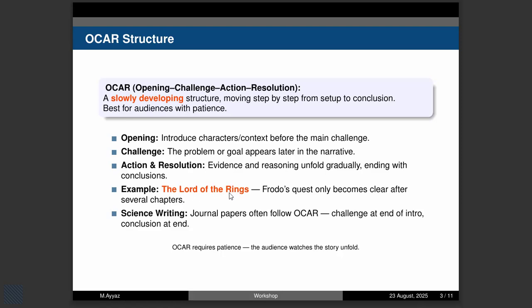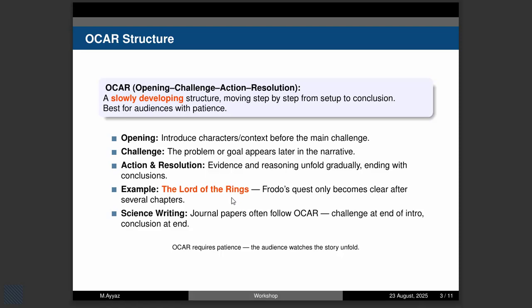So take the example of Lord of the Rings. In the first two chapters, you just know about what Frodo is and what his challenge is. In the first half of the book, you will only know about the characters, what the characters of the story are, and what kind of challenges they are facing.